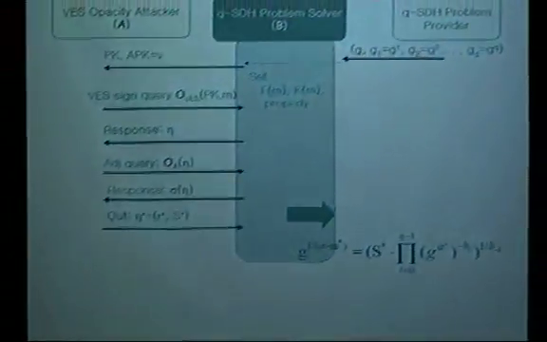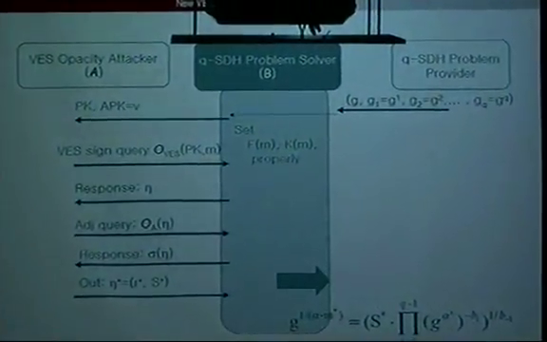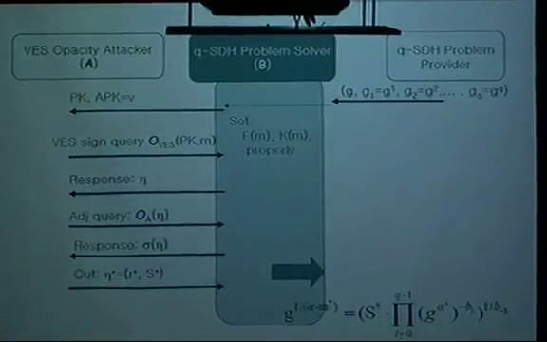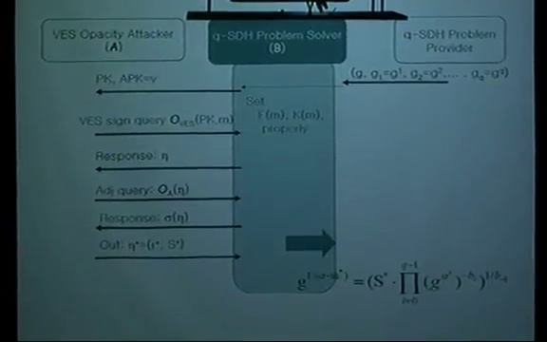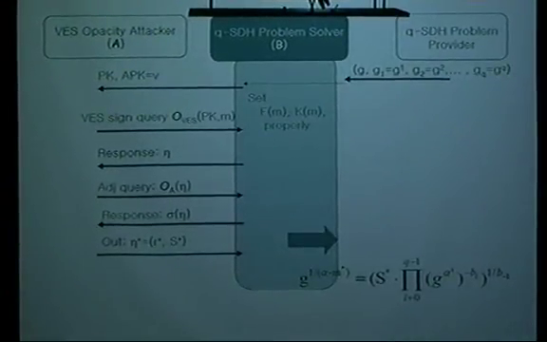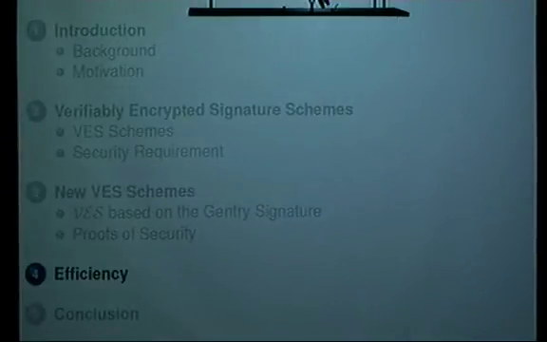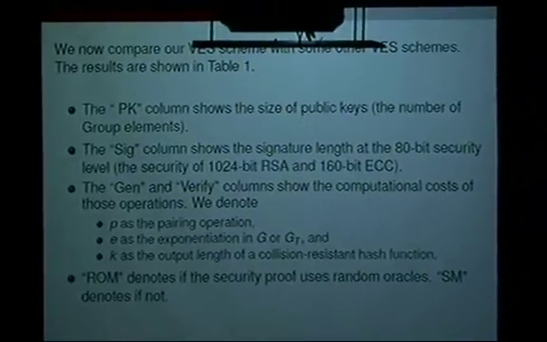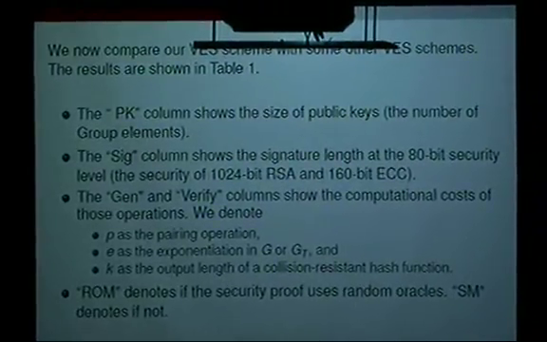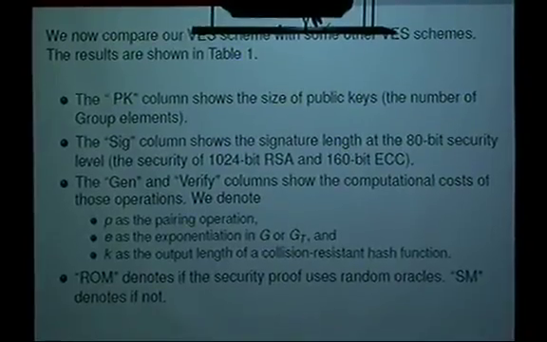So first, we check the validity and prove two theorems, and then our VES scheme satisfies the full property. I omit the detailed proof. Efficiency: we compare our VES scheme with some other VES schemes. The results are shown in table 1.